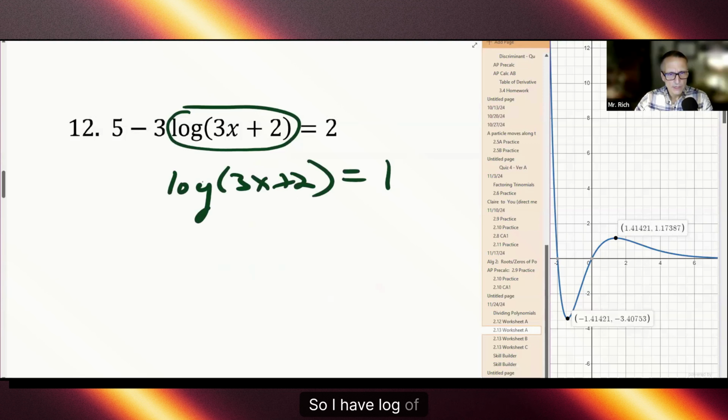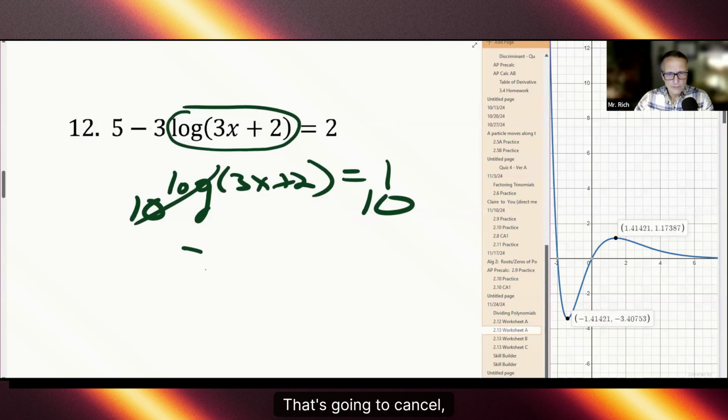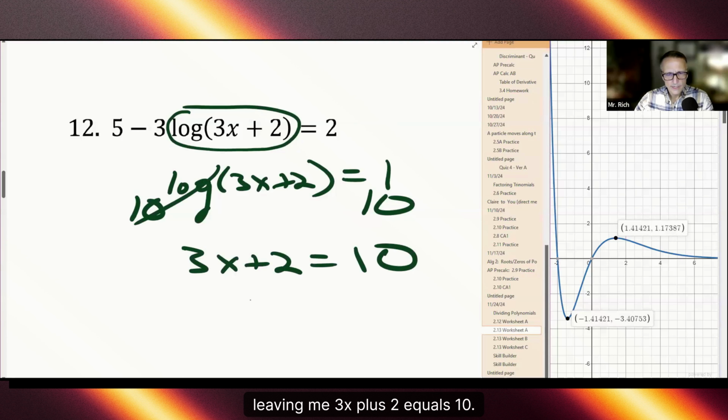So I have log of 3x plus 2 is equal to 1. The base on the log is base 10. When you don't have a base on the log, it means the base is 10. So I'm exponentiating with a 10 on both sides. That's going to cancel, leaving me 3x plus 2 equals 10.